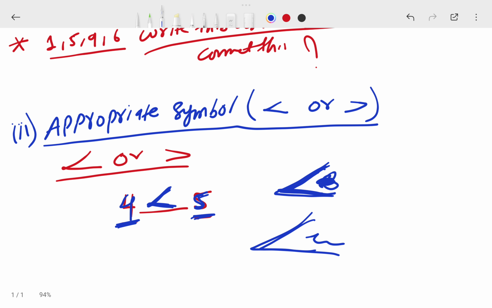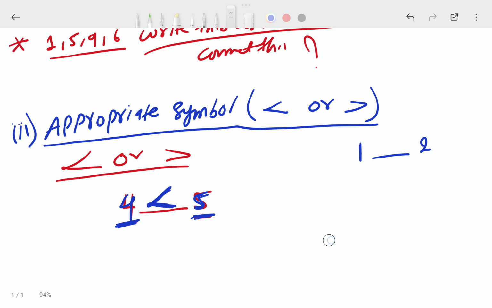If you think there is 1 chocolate here and here there are 2 chocolates, now you can tell me, in this one who has more chocolates? Here 2 chocolates are there, so which is greater, 1 or 2?